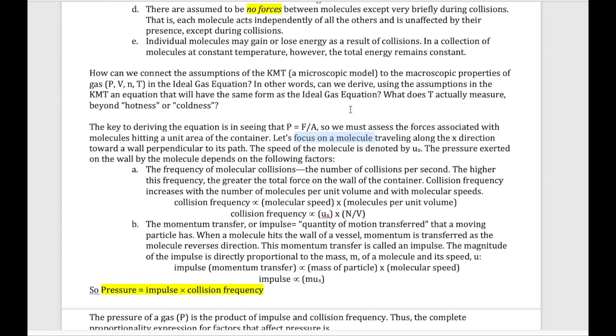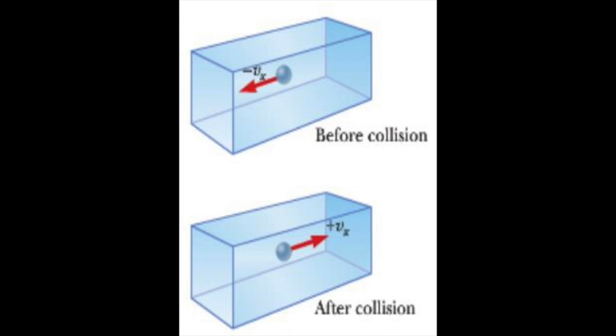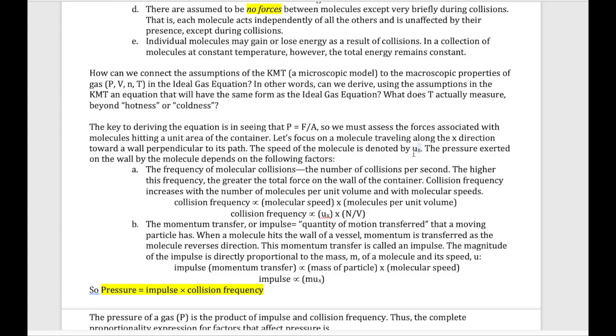Well, first off, we need to know what speed the molecule has. So we're going to just call the speed u sub x. We use u here because we already have V for volume, so we don't want to confuse those two symbols. And then x here just means that because it's traveling in that left and right motion, which is the motion in the x direction, we're going to just use that symbol u sub x, which is speed in the x direction.